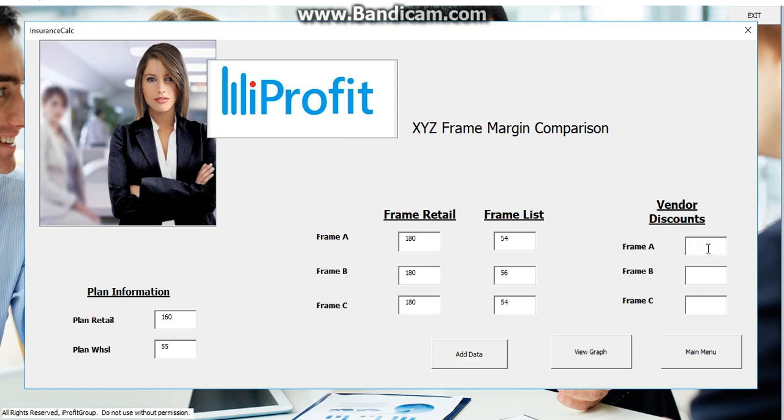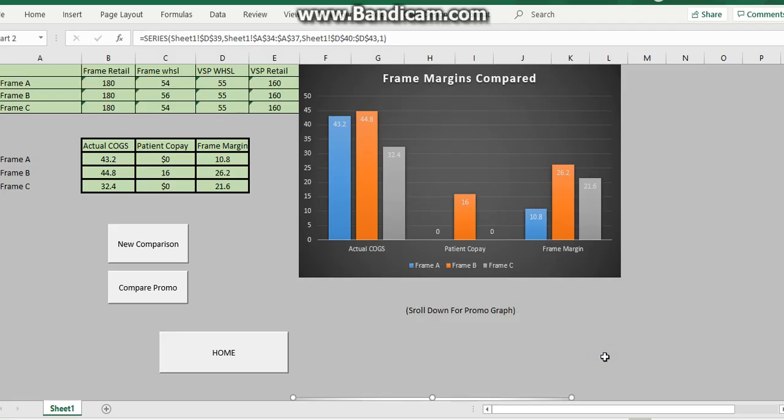And let's look here at our vendor discounts. We'll pretend that the first two frames are like typical name brand frames that maybe we're only getting a 20% discount. Not many companies like to discount those very much. And let's pretend that our last frame is a frame with a value type company with perhaps a 40% discount. We're going to add this data to our graph, and then we're going to go and view our graph and see where our profit was.